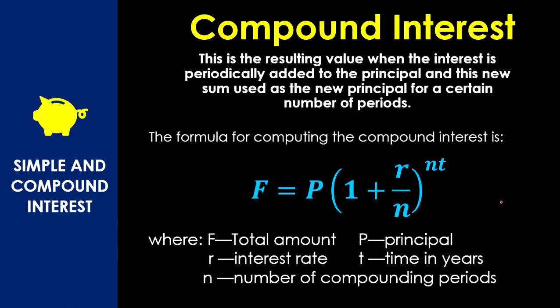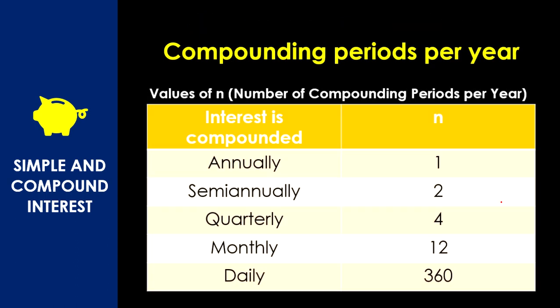So what are those compounding periods? We consider annually, which is one, and semi-annually, which is twice in a year, and quarterly, which is four times in a year. Monthly we have 12, so 12 months. And then we have daily for ordinary, that's 360. Later, we're going to discuss this in exact and ordinary days, ordinary interest.